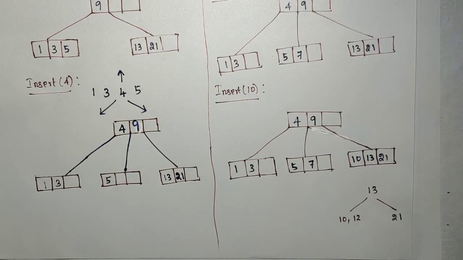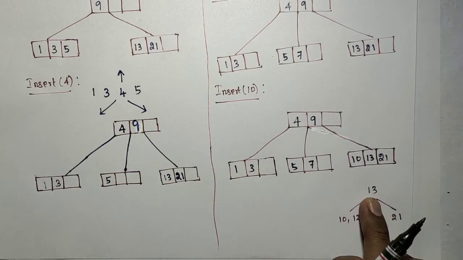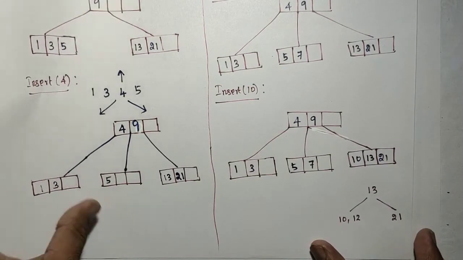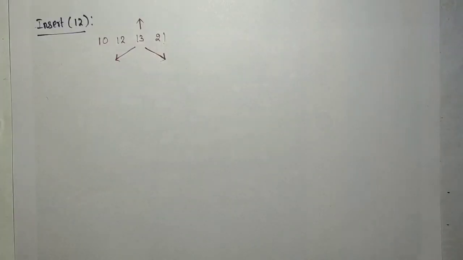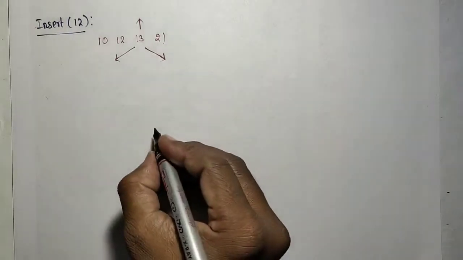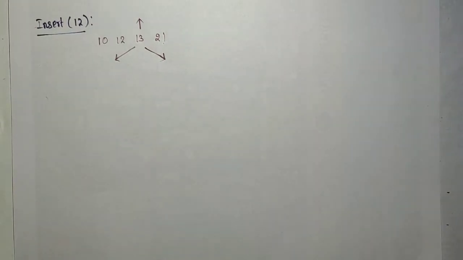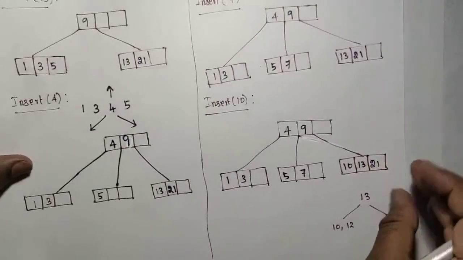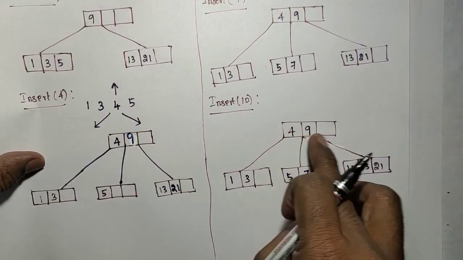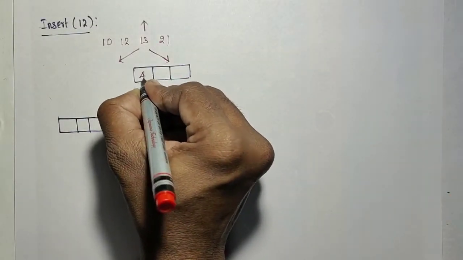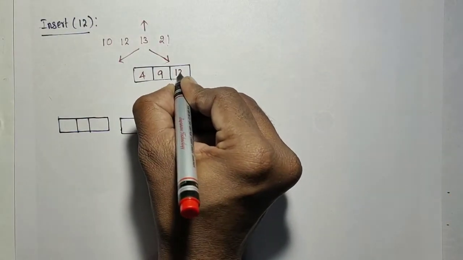Okay, the split occurs when the space is not available for a particular element. So I can simply move the 13 to this one. So the 13 will be moved to the root, there is a space: 4, 9, 13 like that. So 4, 9 and 13.